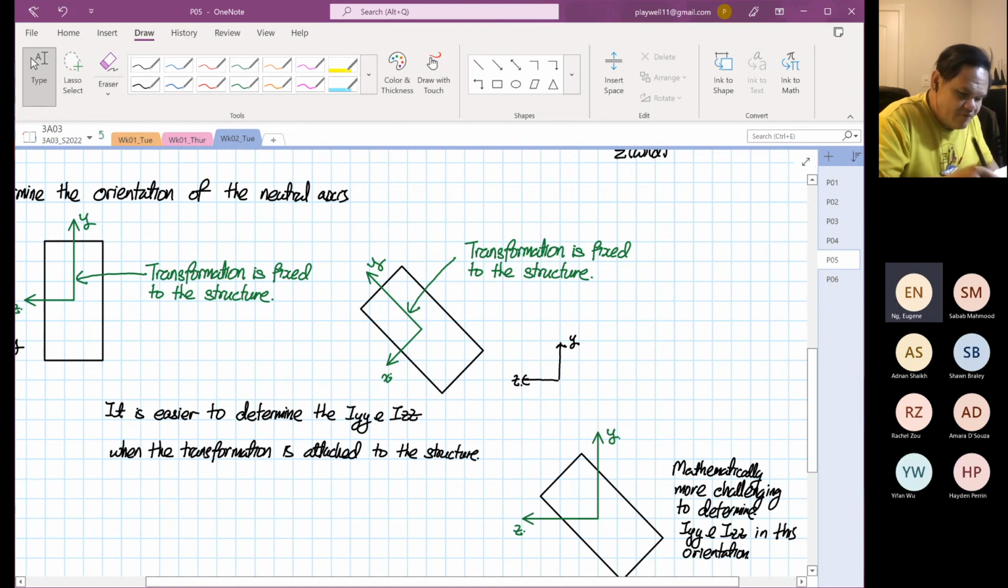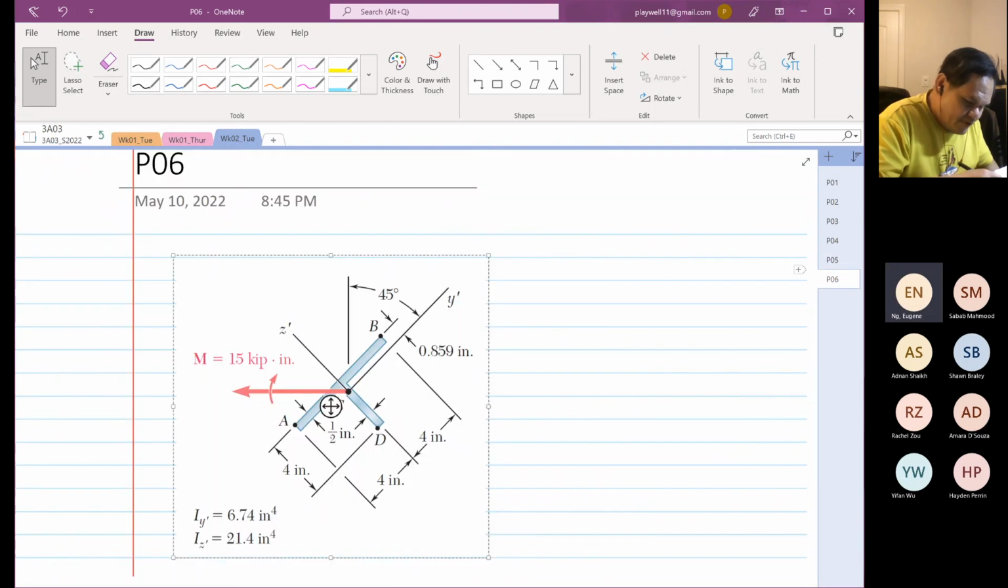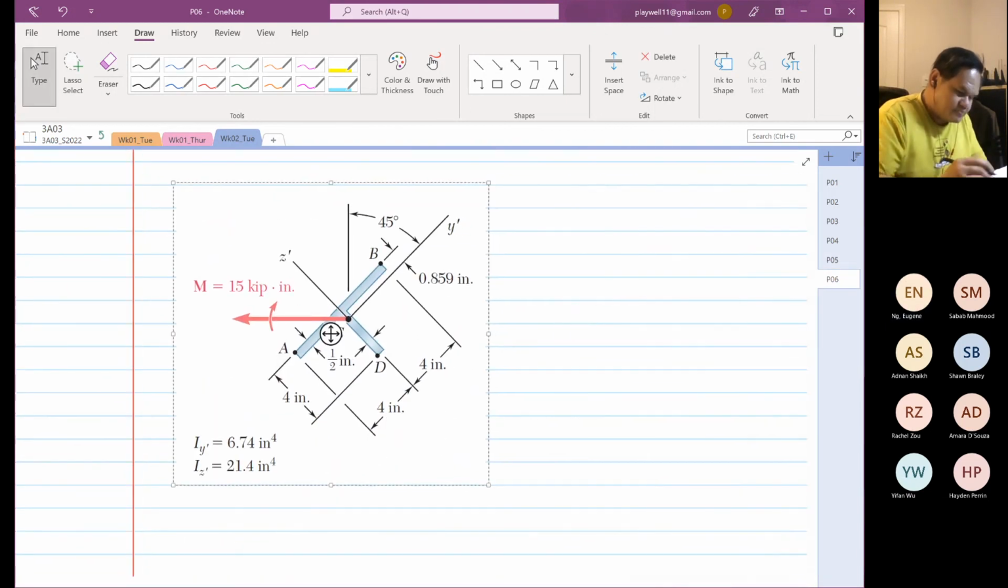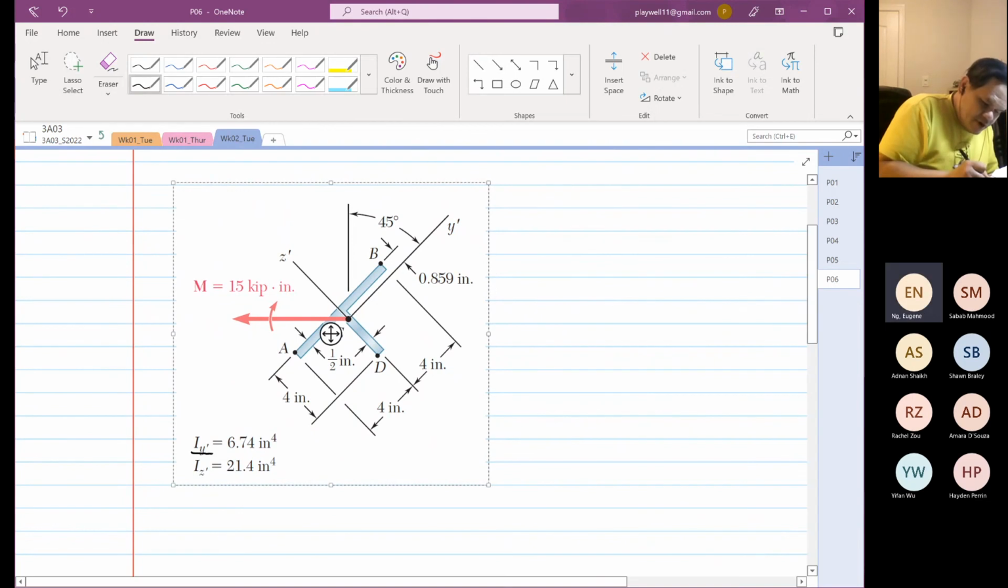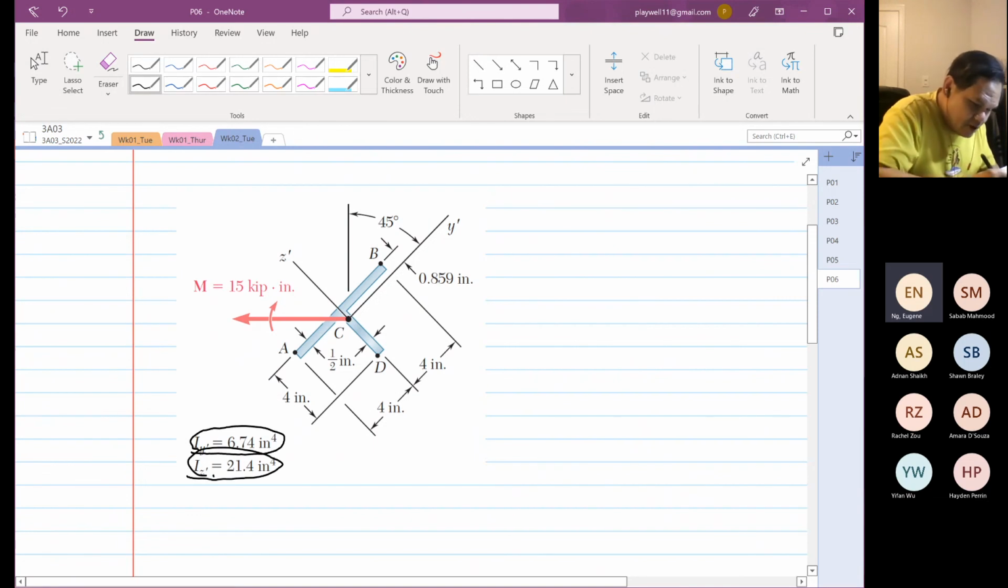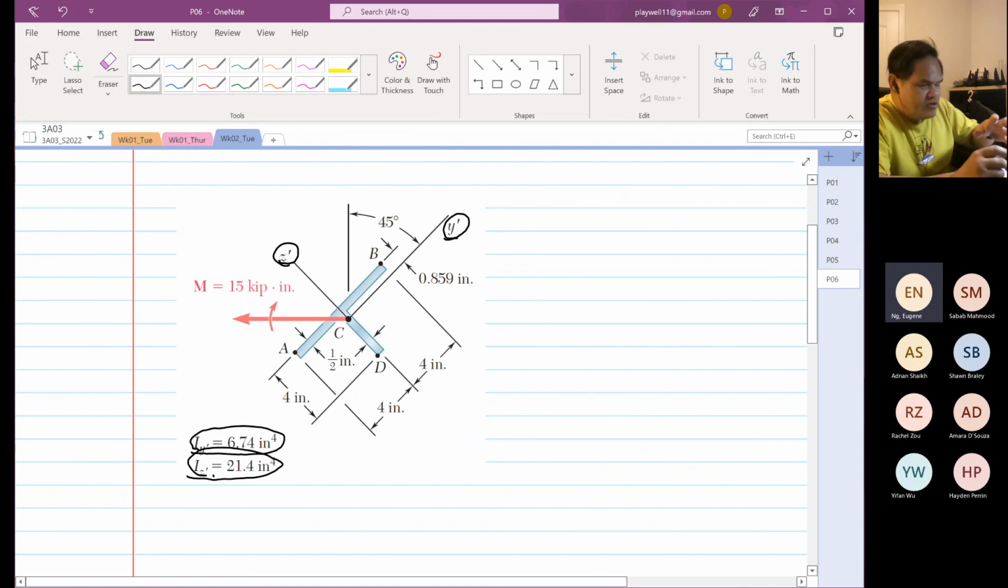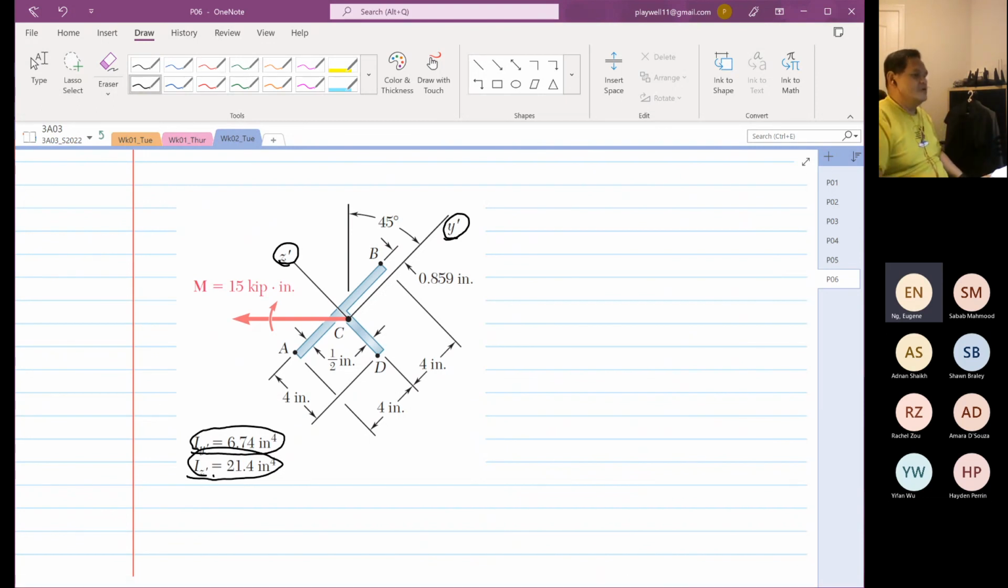Before I end, briefly looking at this, what you see over here, the IY prime and the IZ prime, if you look at the question, this is the orientation of the Y prime, and this is the orientation of the Z prime. Why they do it that way is because it's easier to determine the second moment of area. That is the only reason.